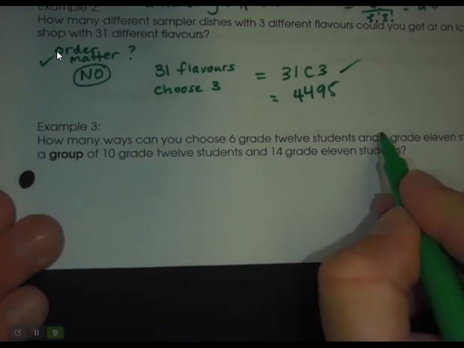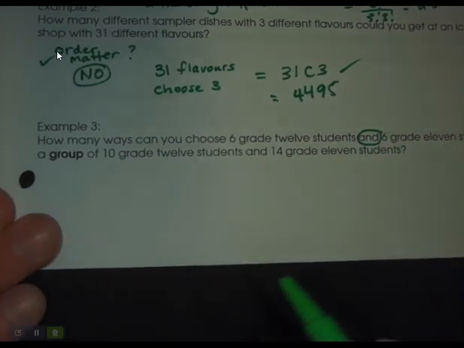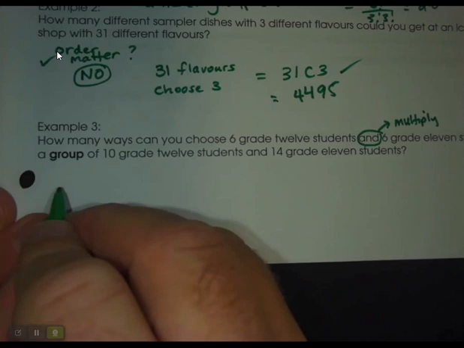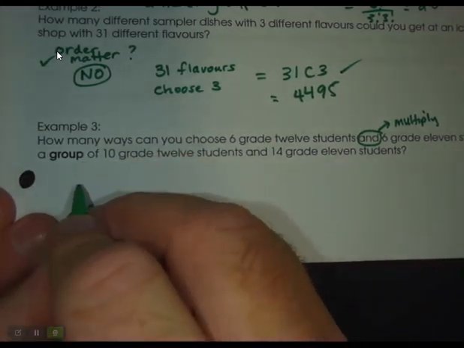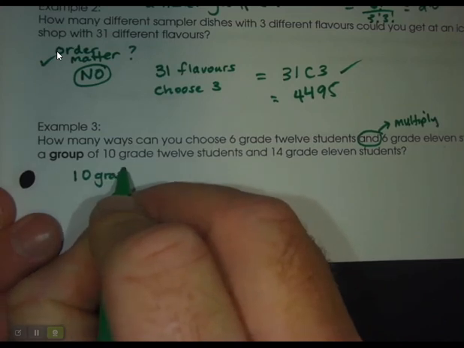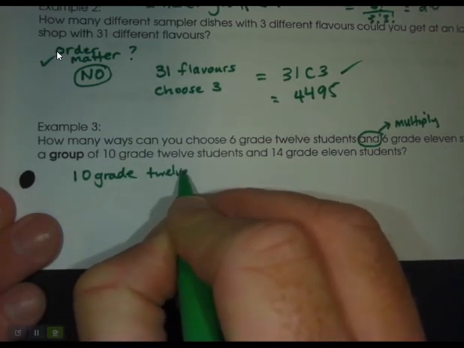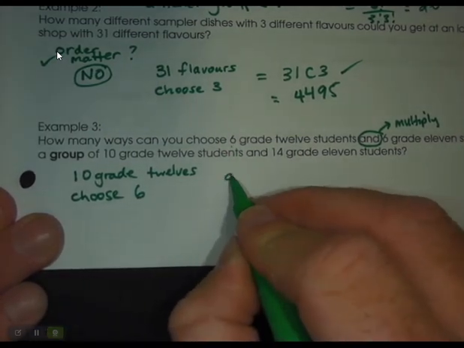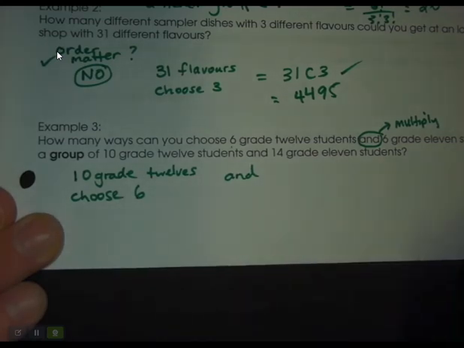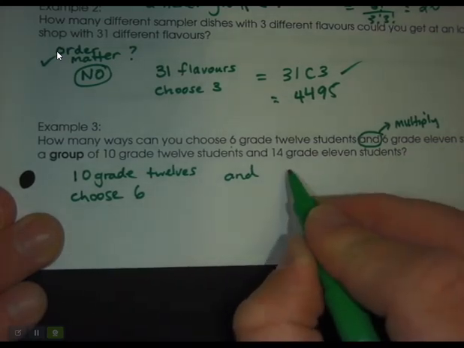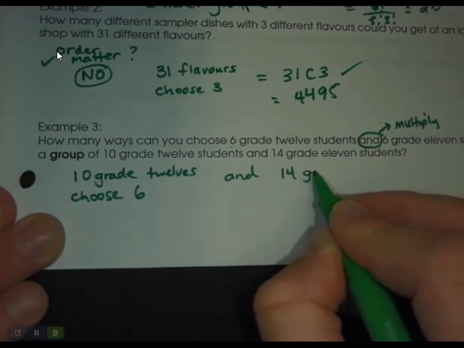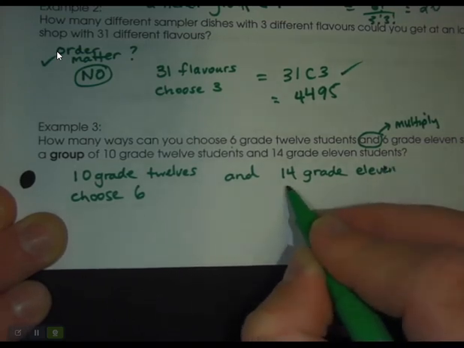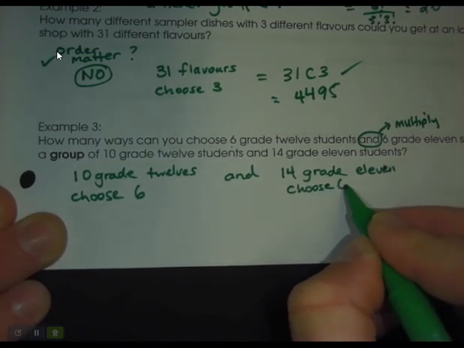So we've got this word and. And means to multiply. So what you have to look at in the question: we have 10 grade 12s, and I'm choosing 6. And I'm choosing from 14 grade 11s, and I choose 6.